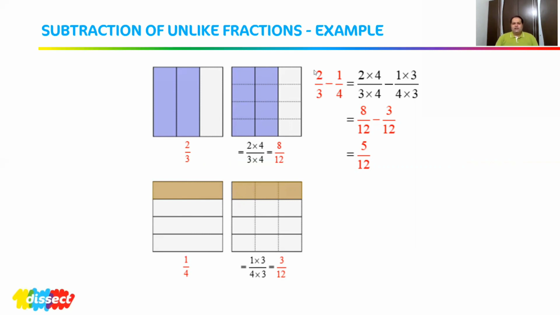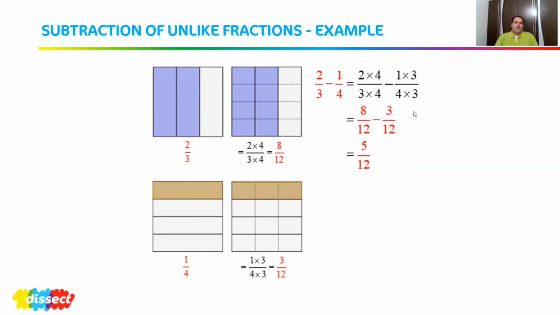So what we do is multiply the first fraction by the denominator of the other fraction, and multiply the second fraction by the denominator of the first fraction. This is the whole operation that we do in numbers. So 2 into 4 divided by 3 into 4, minus comes as it is, 1 into 3 divided by 4 into 3. When you solve this, you get 8 by 12 minus 3 by 12. And when you solve that, you get 5 by 12. So this is how you solve it in the numerical form.